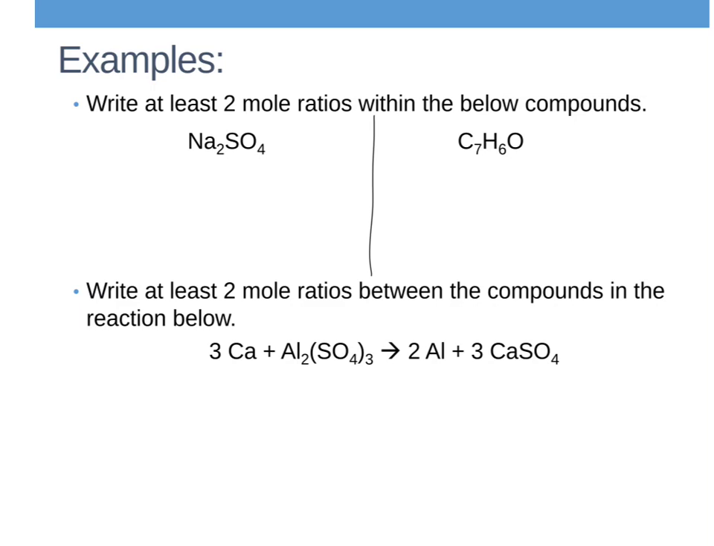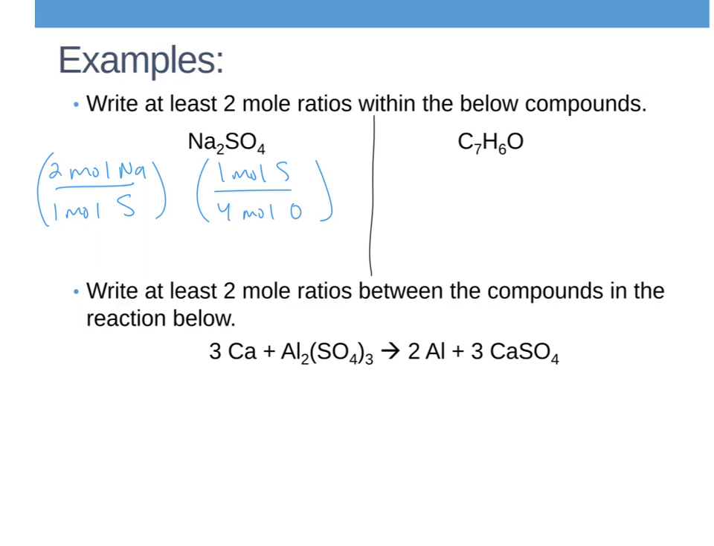So if I wanted you to do this, I'd be looking for something like, oh, well, I know that for every 2 moles of sodium, there is 1 mole of sulfur. That would be 1 mole ratio. And if I wanted 2 mole ratios, that means I'd need to compare 2 other things. So maybe I'm going to compare the sulfur, 1 sulfur compared to those 4 oxygens, 4 moles of oxygens.